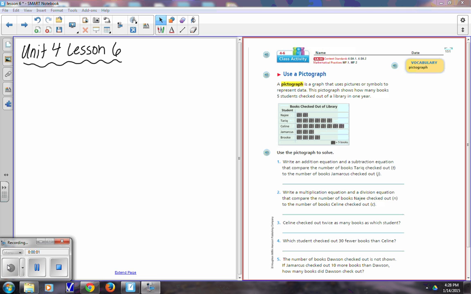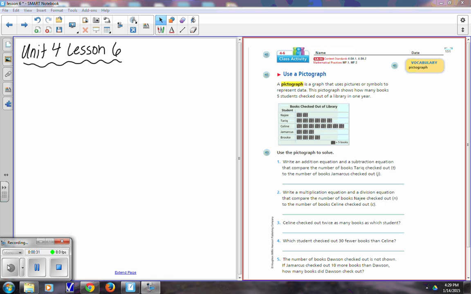Okay, so over this last week, we've been looking at word problems and how to compare them, either additively, which is how many more or how many less, or multiplicatively, I can't say that word, sorry, how many times as many. So we're going to use something we haven't used yet this year, pictographs and bar graphs.